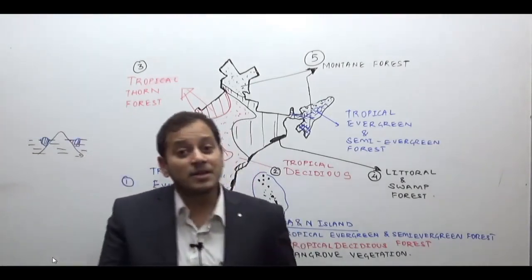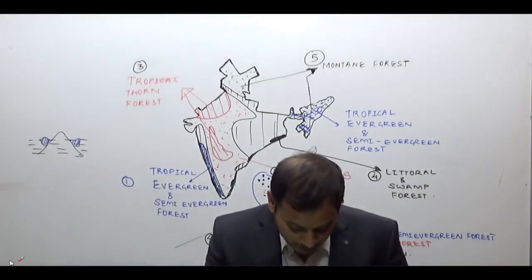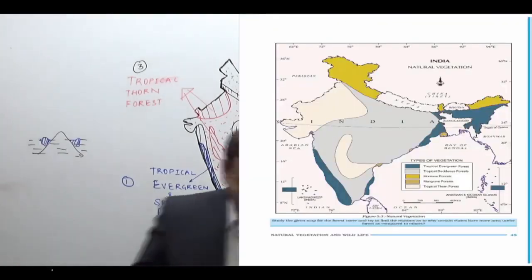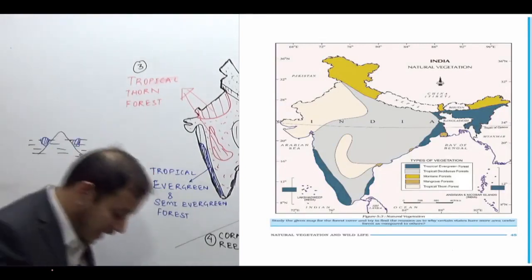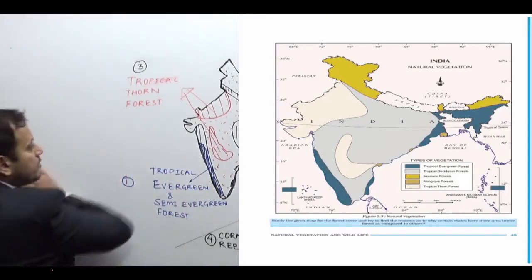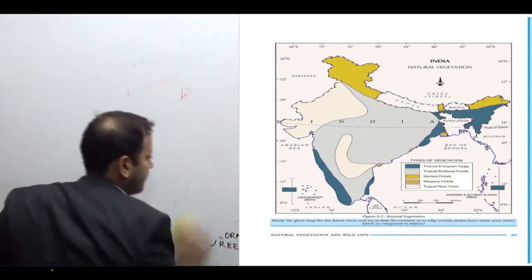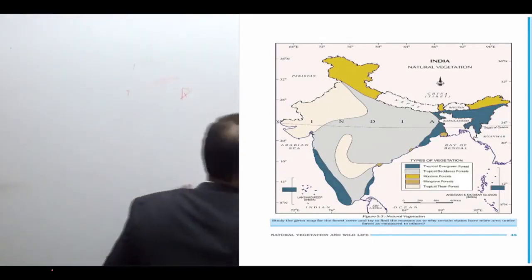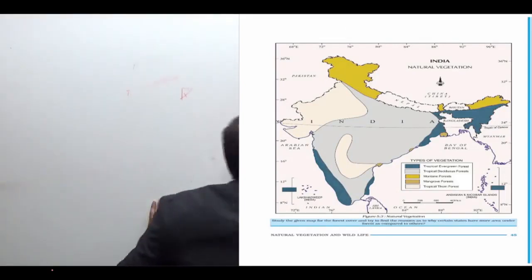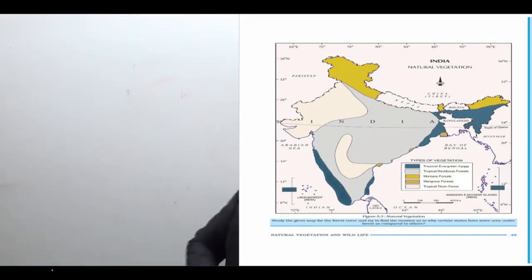Now let us look at the proper map of the vegetation in India. Now if I take a proper look at the natural vegetation in India, now let me rub this map. If we have a look at the proper map of the natural vegetation in India, what does this map say? Tropical evergreen forest all along the coast of the Western Ghats, and in the northeast India. So you can see the northeast India in the state of Assam also you have tropical evergreen forest.